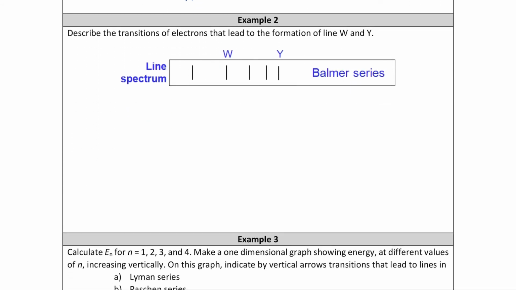Right, so example 2 dia kata describe the transition of electron that lead to the formation of line W and Y. Okay, so dia bagi line spectrum and this line spectrum is in Balmer series and dia suruh kita specify transition yang menghasilkan line W and Y. Okay, transition here means the question asks us to tell the electron fall from apa level pergi ke level apa untuk menghasilkan line W dan line Y. Okay, kenapa fall? Kenapa bukan naik atas? Sebab tadi kan kita cakap bila elektron fall from higher energy level to lower energy level, itu yang release energy tu with a specific frequency and wavelength. Okay, itu yang menghasilkan line tu.